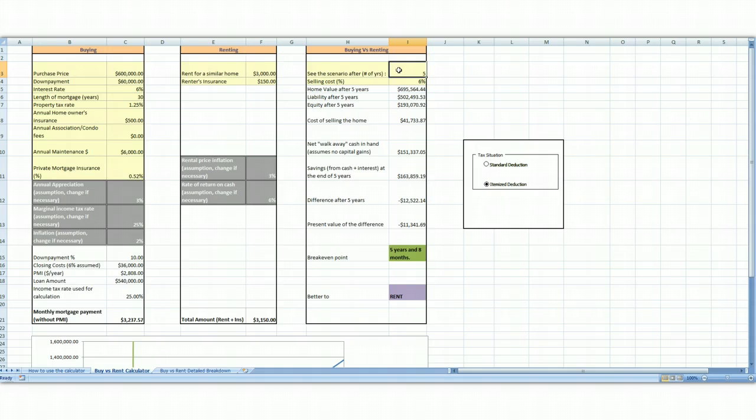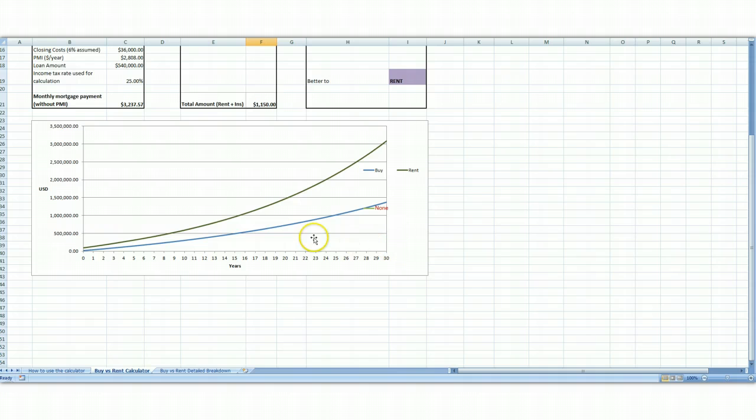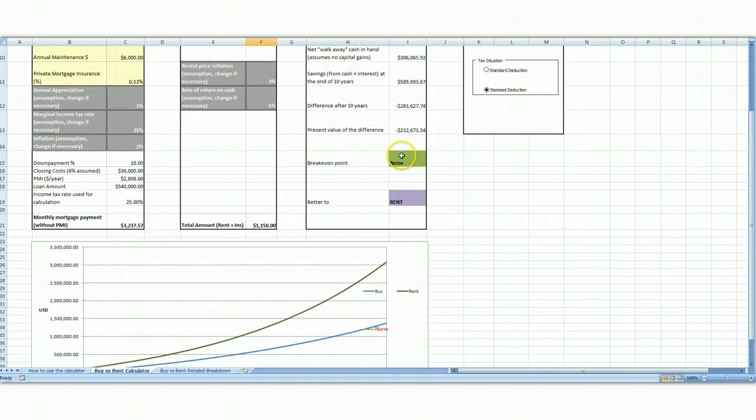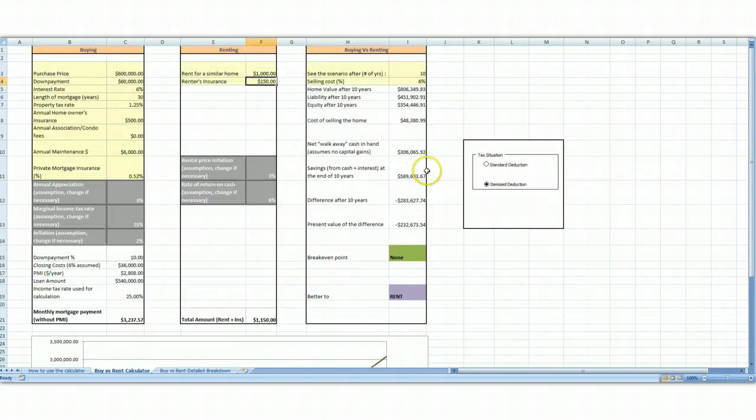For example, if you want to see what if I stay in this house for 10 years, then as you can see, it says it is better to buy. And also you can change everything here. If you found a house in the same locality, but for some reason the landlord is renting it to you for just $1,000, then even at the end of 10 years it still makes sense to rent. And the break-even point is none, because even if you stay in this house for 30 years you won't break even.